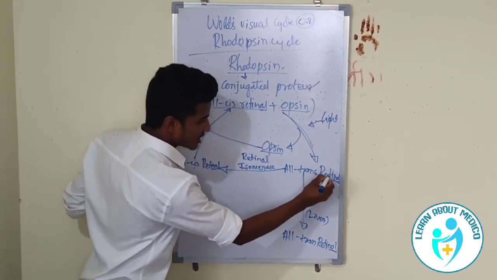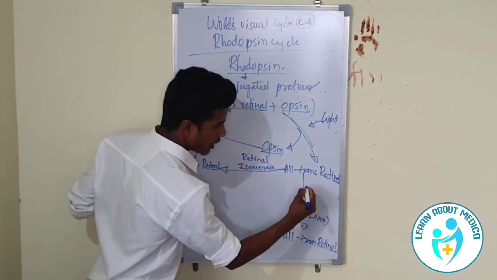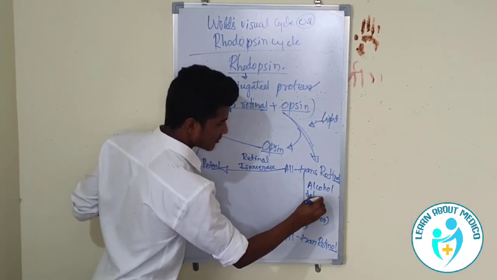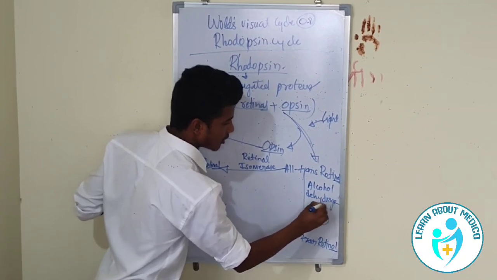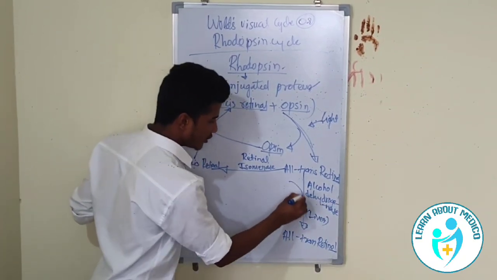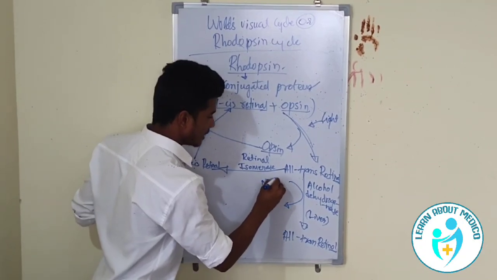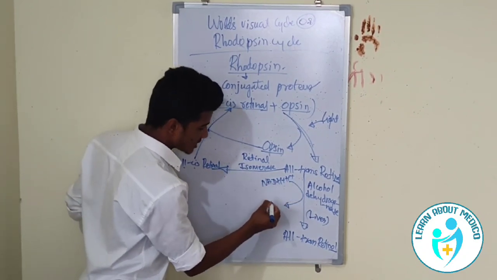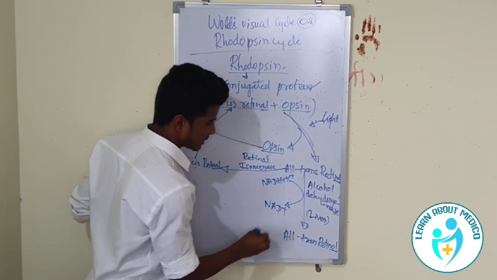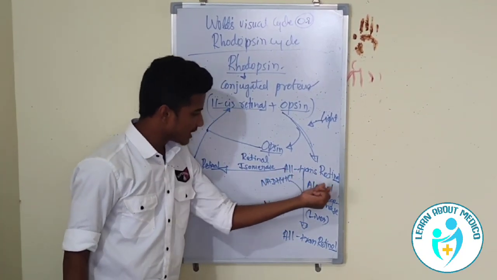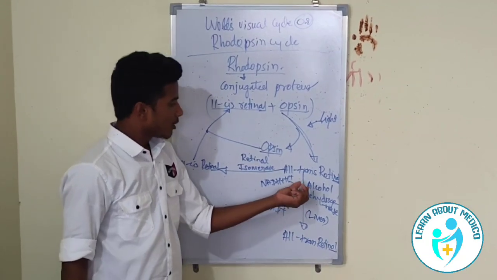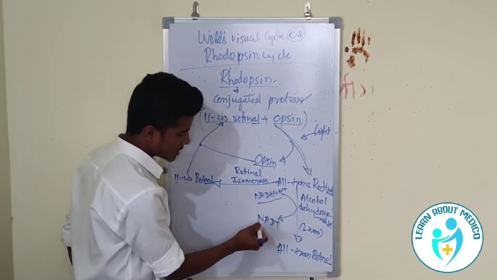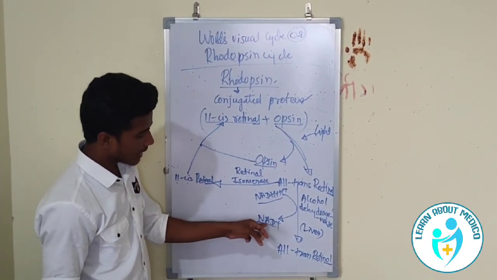In the liver, all-trans retinal is converted into all-trans retinol with the help of the enzyme alcohol dehydrogenase, by utilizing NADH plus H plus, which acts as a coenzyme. This NADH plus H plus is converted into NAD plus.